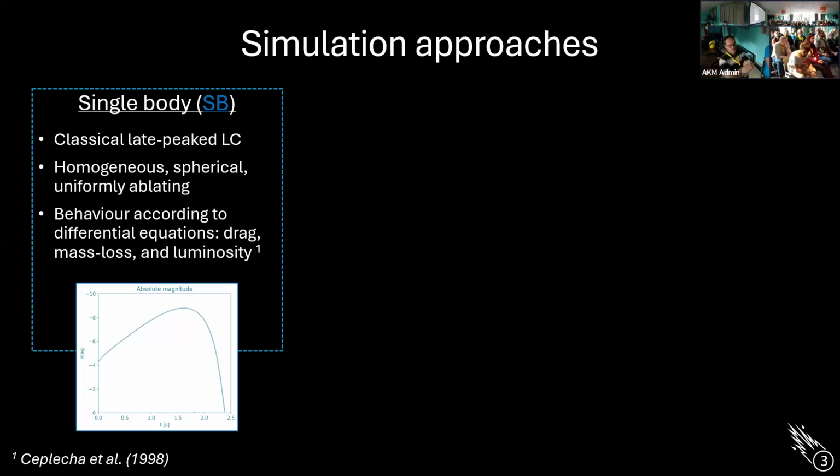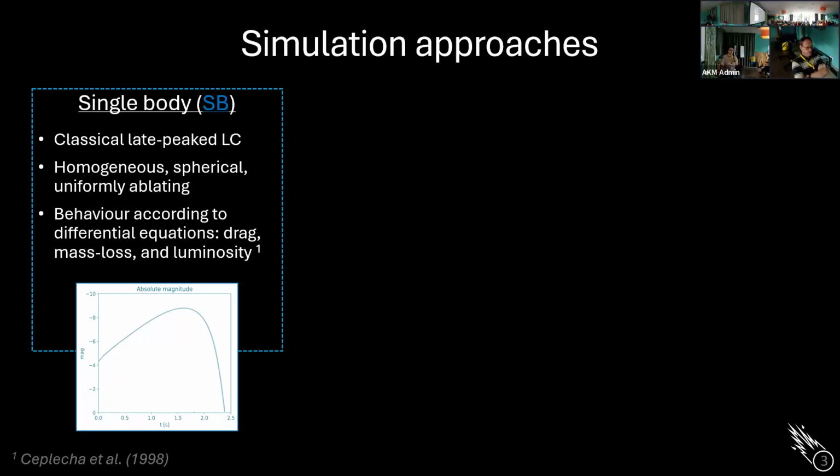Tomáš Boros already mentioned it in his presentation. It's basically a simplified version of a meteoroid that doesn't fragment. It's spherical and homogeneous, so it ablates uniformly. And as a result, its light curve is this smooth, slowly increasing with a late peak and then pretty fast decrease at the end. Well, this is not how meteors typically look, so we need to build upon this model.